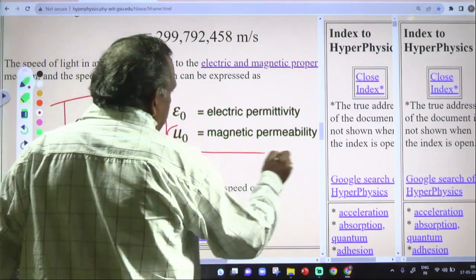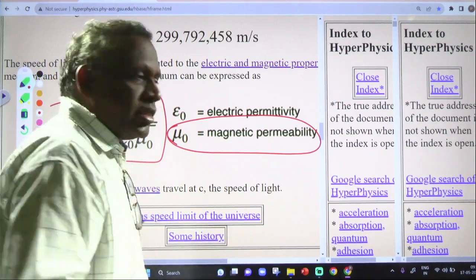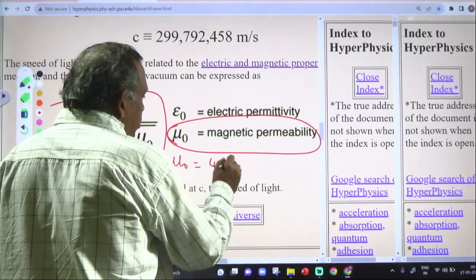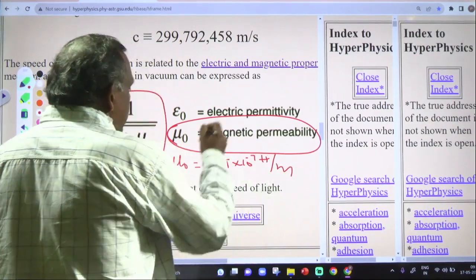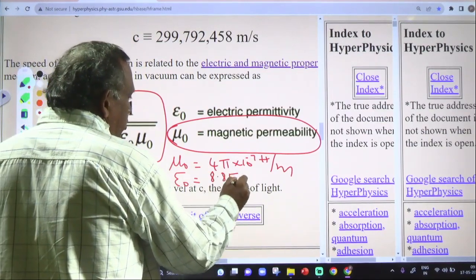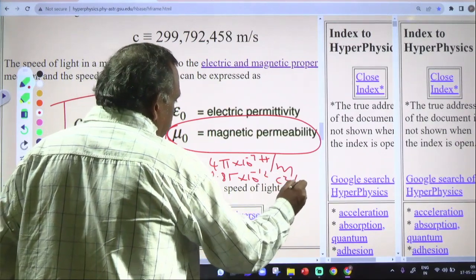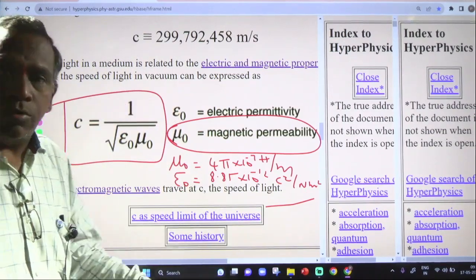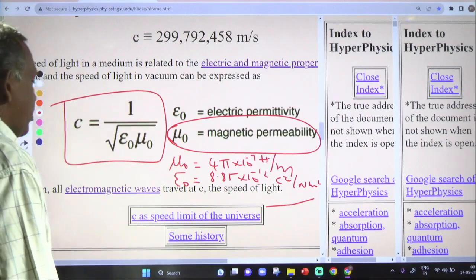Mu naught is the magnetic permeability, the permeability in free space. The mu naught value is 4 pi into 10 power minus 7 Henry per meter. The epsilon naught value is 8.85 into 10 to the power of minus 12 Coulomb square per Newton meter square. By using these values, you will get the speed of light.